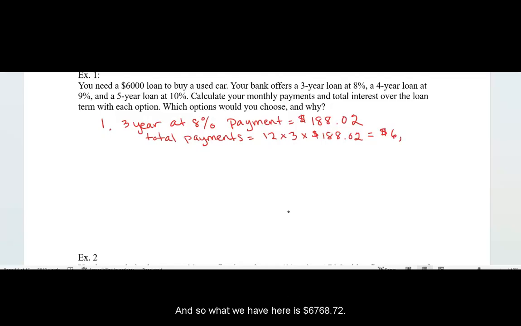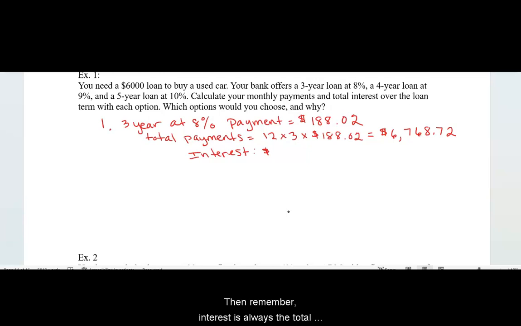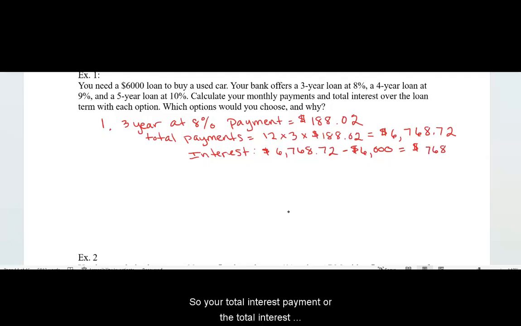And so what we have here is $6,768.72. That is the total payments. How much you're going to pay in interest then, remember, interest is always the total amount that you're paying back minus what you borrowed, and that was the $6,000. So the total interest you're paying is right here, $768.72.